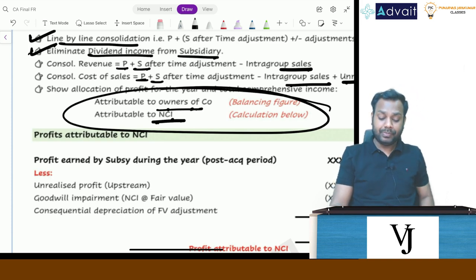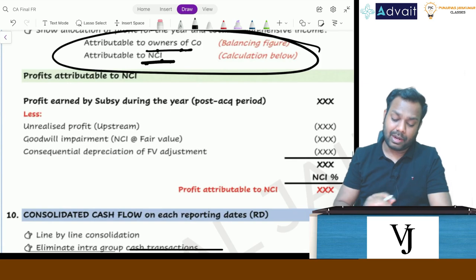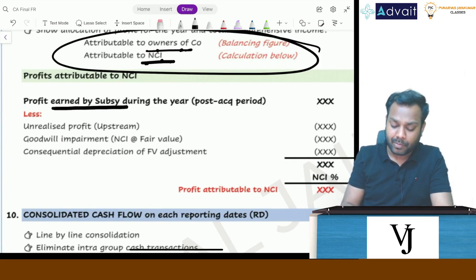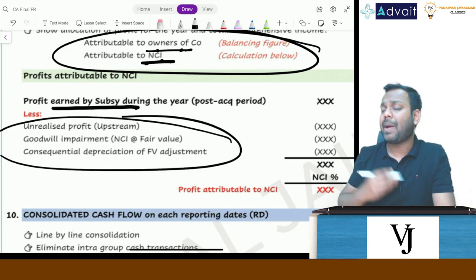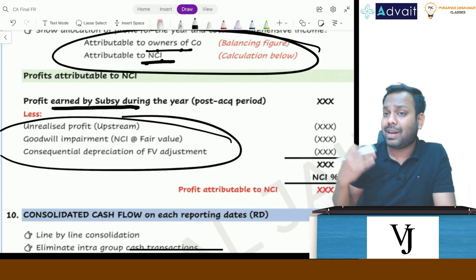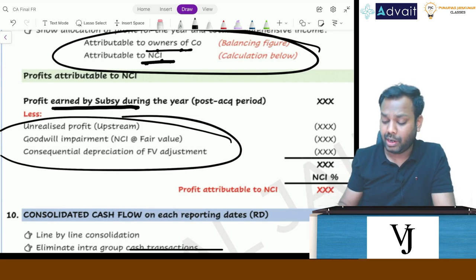NCI. Now how to calculate profit attributable to NCI? Basically, you have to start from the profit earned by the subsidiary during the year, and all the adjustments which impact the profit of the subsidiary, you have to adjust it here.